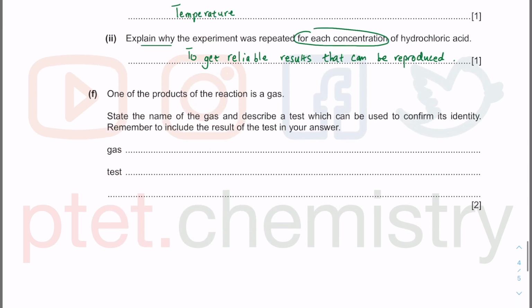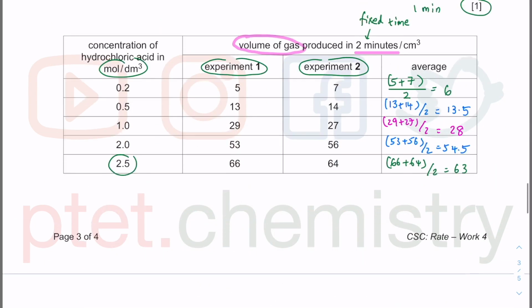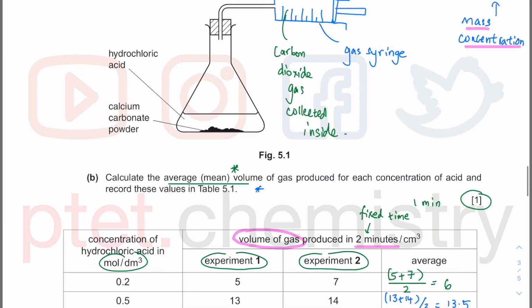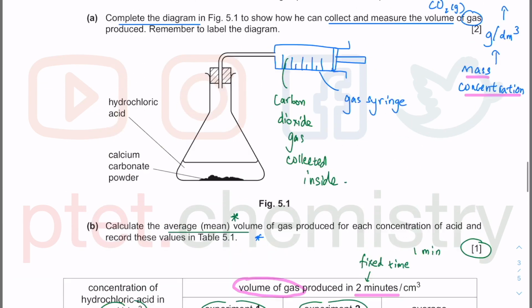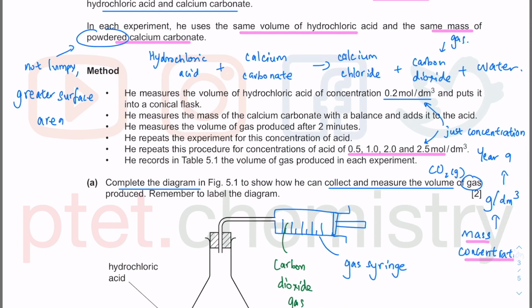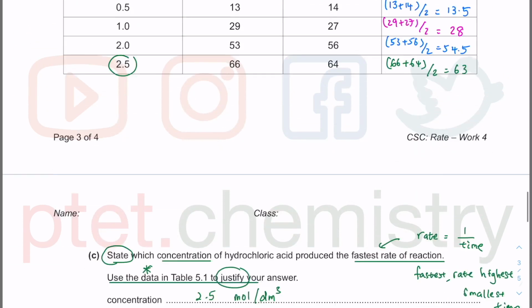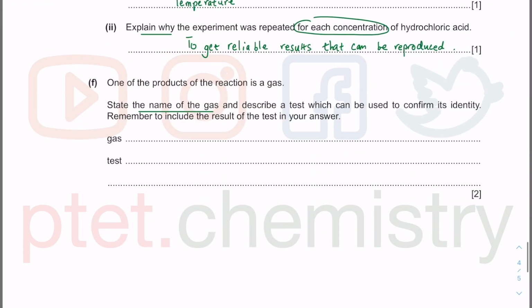Okay. One of the products of the reaction is a gas. State the name of the gas. As we mentioned earlier, this was a metal plus acid reaction. Metal carbonate, calcium carbonate plus hydrochloric acid will give you calcium chloride as your metal salt, carbon dioxide gas and water. Metal carbonate plus acid gives you carbon dioxide gas. Just like the previous question, when we have carbon dioxide gas, they want the name. If they want the name, not the formula, when you give the formula, you don't get any mark because it shows that you don't know how to read the question.